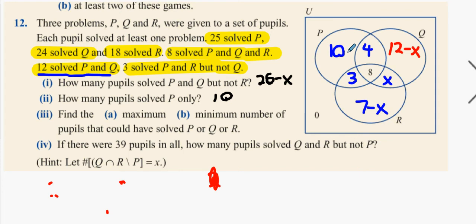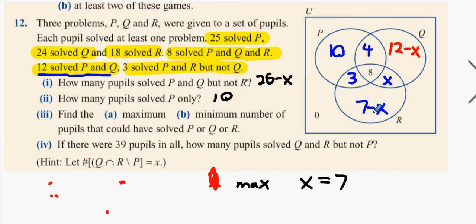P only, 10. Find the maximum number of pupils that could have solved P, Q, or R. P, Q, or R, that means all of it, doesn't it? Maximum number. I would argue with you guys that the maximum value of x is 7. Can anybody tell me why I think the maximum value of x is 7? Charlie. 7 minus x. If x is bigger than 7, what would happen? Can't have a minus, can you?